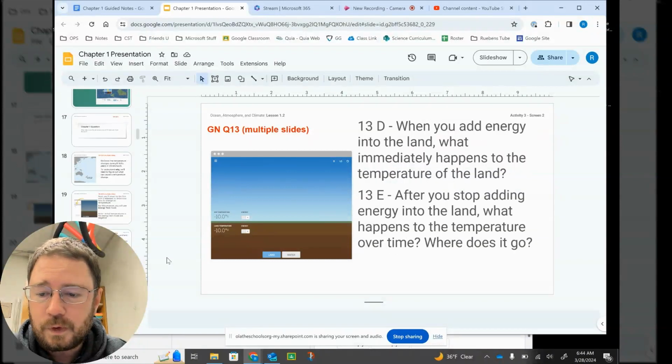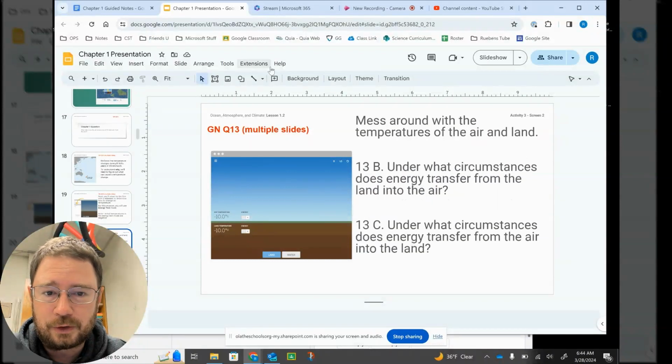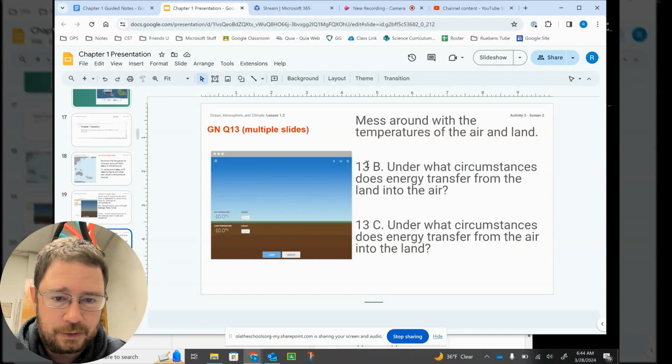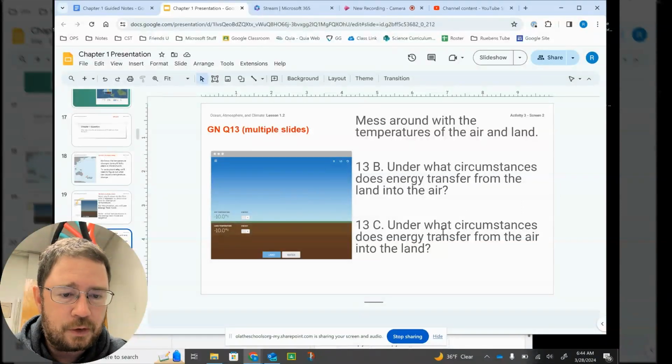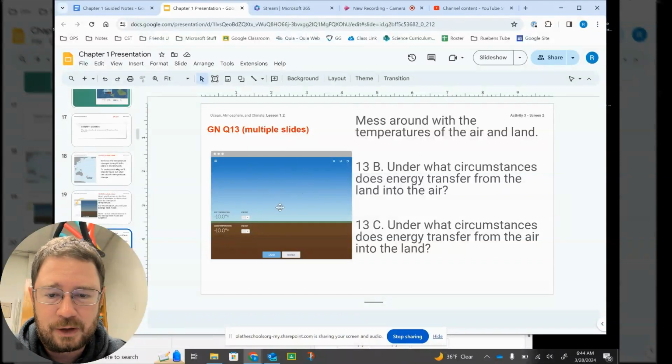So, the questions we are going to be answering. We have 13B, C, D, and E. 13B, under what circumstances does energy transfer from the land into the air? So we have energy here, and it gets transferred up to here. When does that occur? 13C, under what circumstances does energy transfer from the air into the land? So energy up here in the air going down into the land.